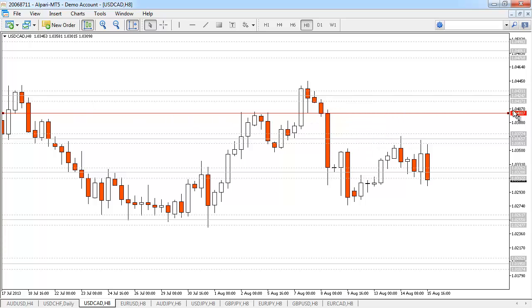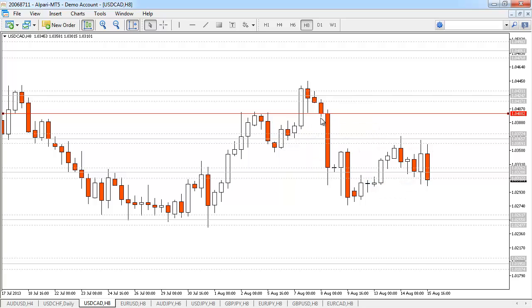So the entry is here at the 1.0400, and this is also a psychological level, so it doubles as a psychological level. It's not only the low of the candle, it's also a psych level, and you can see that sometimes price bounces from psych levels. They do provide a little bit of support and resistance.